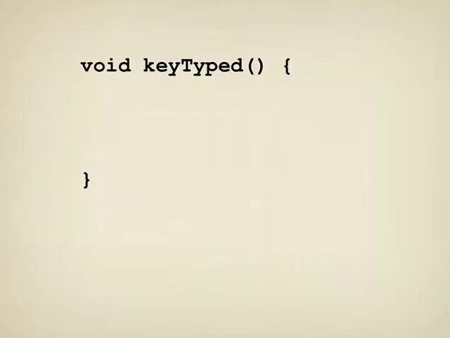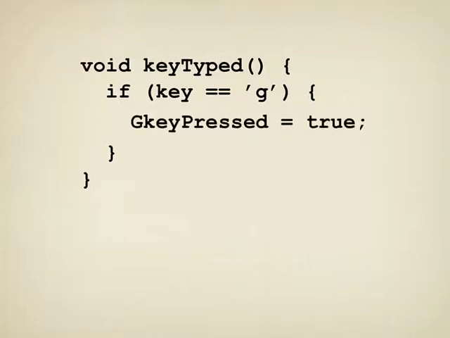So the first thing we'll usually try to do is see which key got pressed. So let's write an if statement. This if statement tests if the global variable key is equal to the character G, the lowercase g. If it's true, if the user just pressed G, then I'm going to do something very simple. I'm going to pretend that there's a global variable called G key pressed, and I'm going to set it to true. It's not the job of key typed to really do anything with the key that got pressed. Key typed is only there to figure out which key went down and remember that information so that later on draw can do something with it.